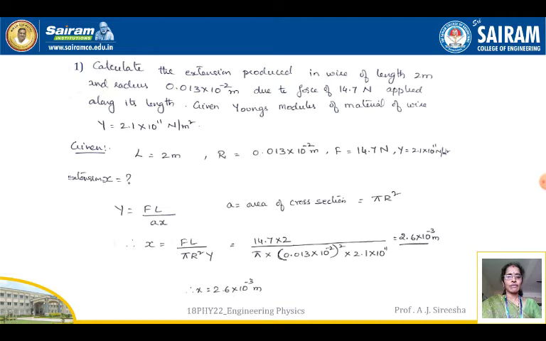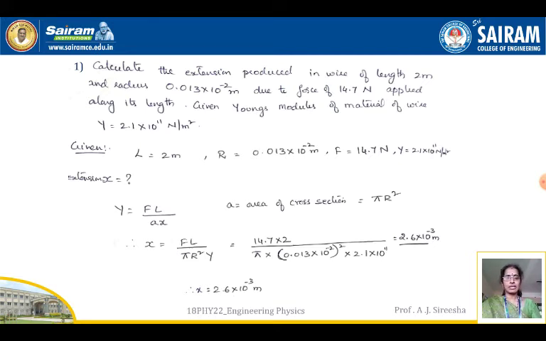Given values are F is 14.7 and length is 2. So 14.7 into 2 divided by pi into r square, that is 0.013 into 10 to the power of minus 2 whole square, into Y, which is 2.1 into 10 to the power of 11. Calculate using a calculator and you will get the value of x, that is the extension produced, as 2.6 into 10 to the power of minus 3 meters. So whatever we were supposed to find out, we got the value: the extension produced is 2.6 into 10 to the power of minus 3 meters.